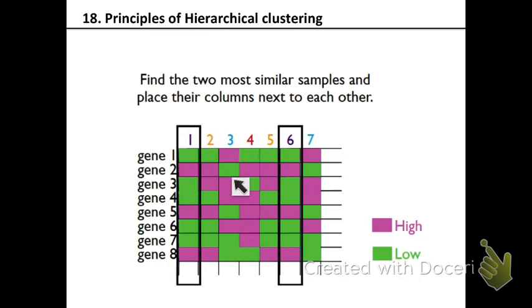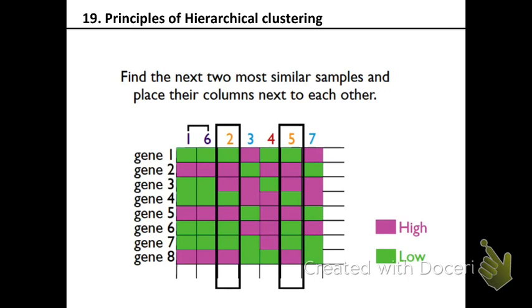So because this first gene is low, second gene is high in both of them, third and fourth are low, fifth is high, etc., right? So these look similar. So what you do is you put them next to each other, and you put a little bracket here showing that they're similar, okay? And then you look again at the next set of pairs.